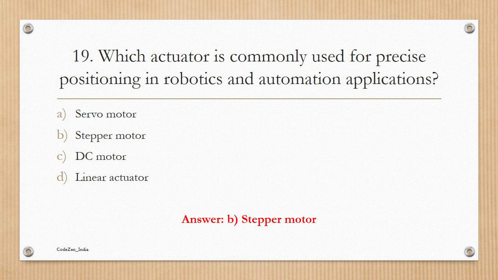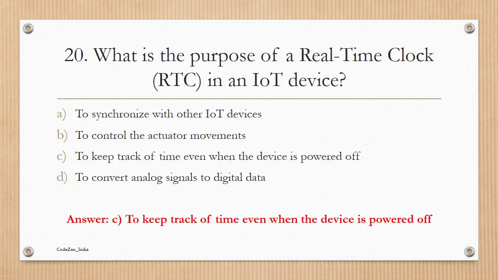19. Which actuator is commonly used for precise positioning in robotics and automation applications? A. Servo motor. B. Stepper motor. C. DC motor. D. Linear actuator. Answer: B. Stepper motor.